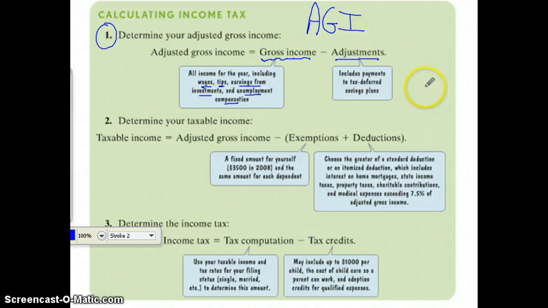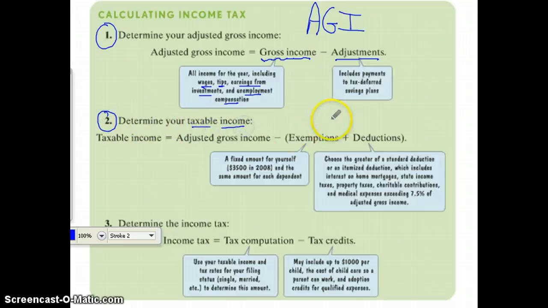Adjustments could be like we see here, payments from a tax deferred savings plan. Could be a lot of things. I will give you the numbers for the different cases that we have as problems for this particular section, so we won't worry so much about where the adjustments come from. Step number 1, AGI. Step number 2, determine your taxable income.